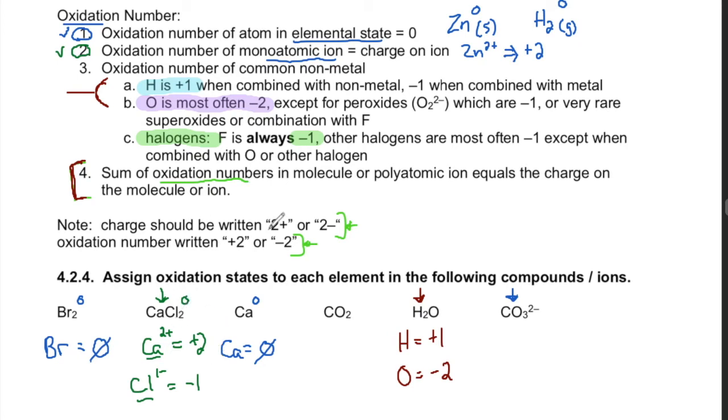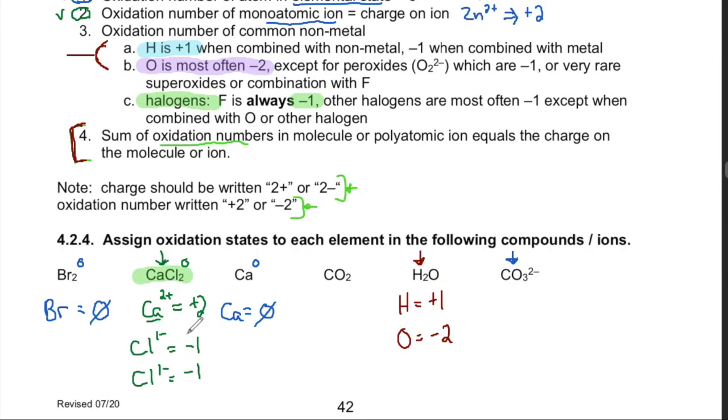So here for calcium chloride, we have an overall charge on the compound. It's not a molecule because it's ionic. We have an overall charge of the compound of 0. And if we add up all the oxidation numbers, one calcium with a +2, a chlorine with a -1, and another chlorine with a -1, we get a total of 0 for the oxidation numbers, and that equals the charge on calcium chloride. The same thing happens for water.